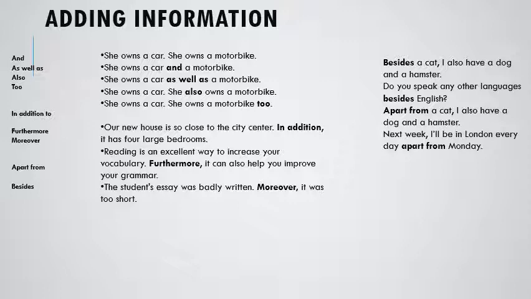Now let's see the two other words, besides and apart from. Besides a cat, I also have a dog and a hamster. Do you speak any other languages besides English? Apart from a cat, I also have a dog and a hamster. That is also correct.